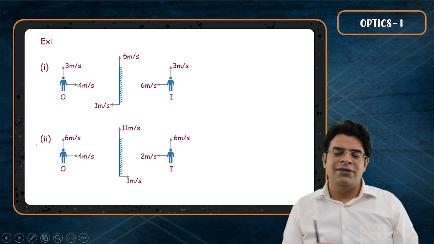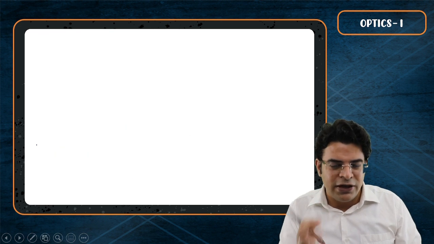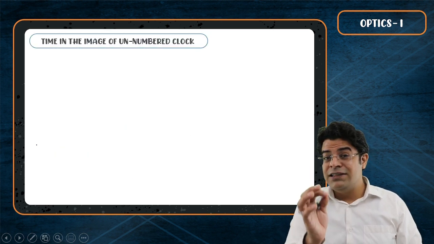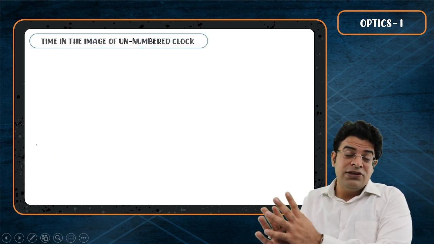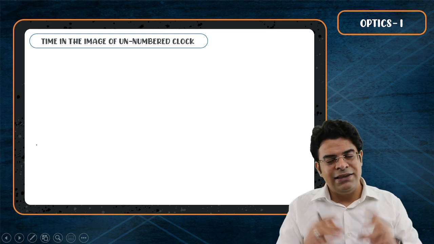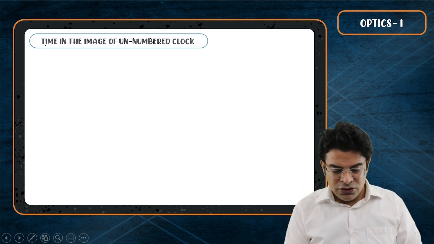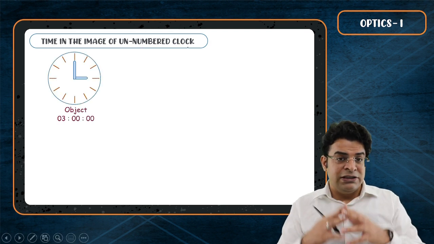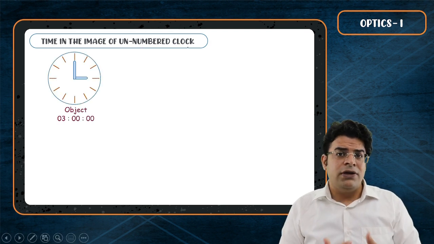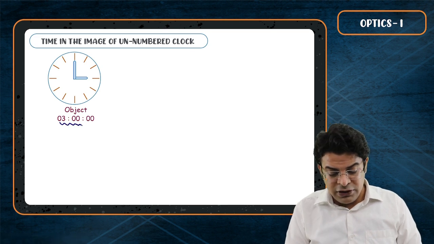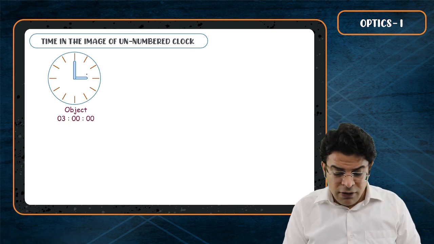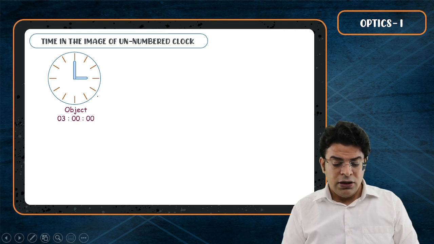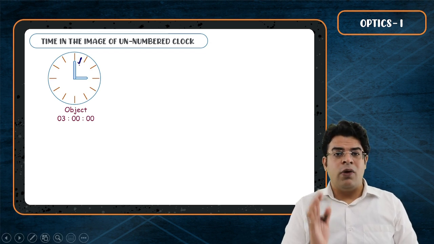Now let's see the next frequently asked case: what is the time on the image of an unnumbered clock. And this is again a very simple thing. So time in the image of an unnumbered clock. Let's say you have this standard clock, and this clock right now shows a time of 3 o'clock. The hour hand points at 3 and the minute hand points at 12.